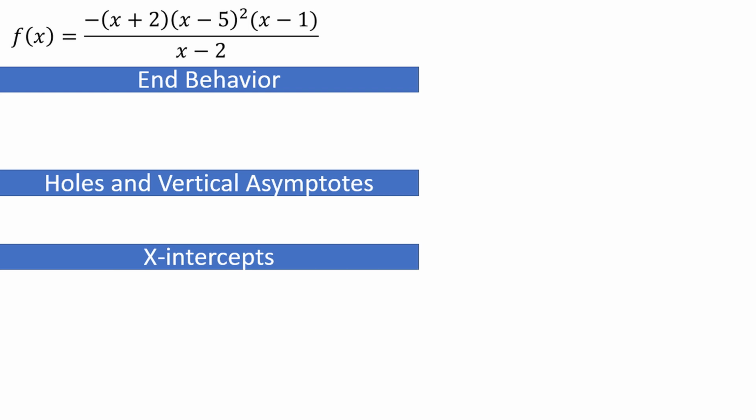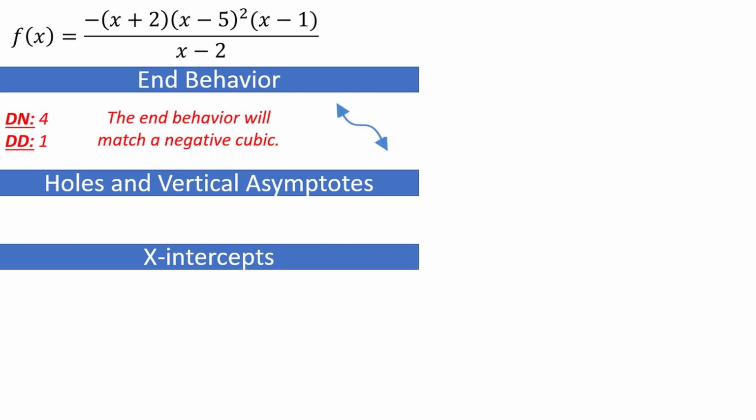As far as end behavior, we notice that the degree of the numerator is 4, since we have 4 factors of x, and the degree of the denominator is 1. This is what I called case 1 earlier, when the degree of the numerator is at least 2 degrees higher than the degree of the denominator. Also notice that we have a negative sign out front, which is important. Subtracting the degrees, we will match the end behavior of a negative cubic, which will look something like this.